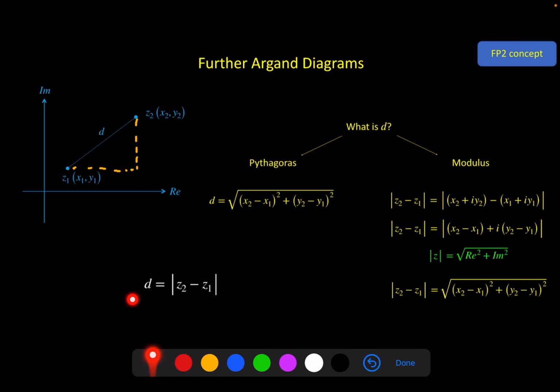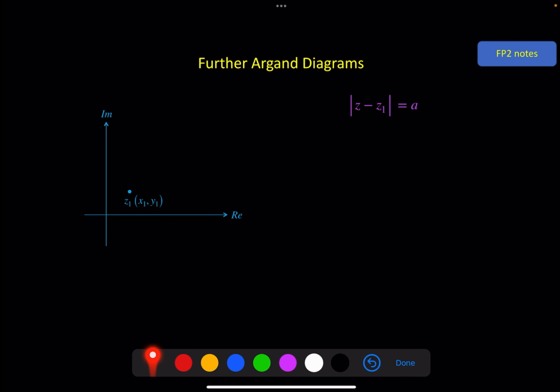This is a very useful thing to remember about the modulus. We will use both of these in this video, so here we go. First standard result is this. What locus does this statement represent on an Argand diagram?